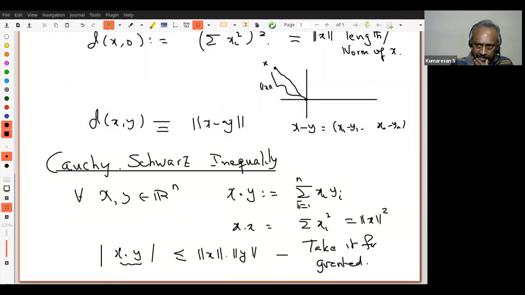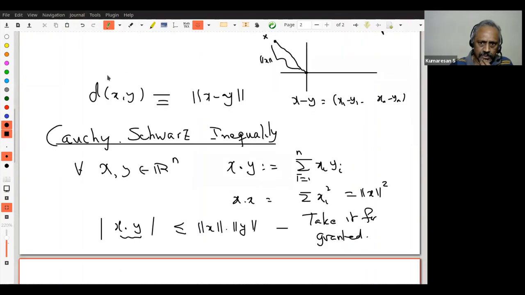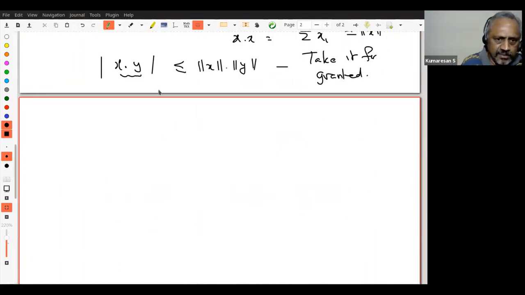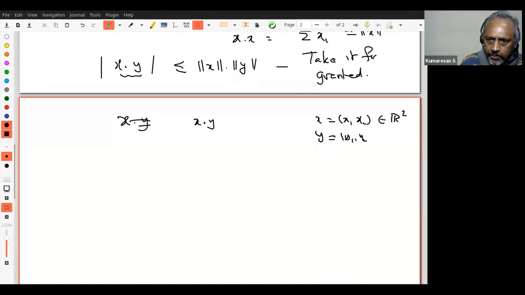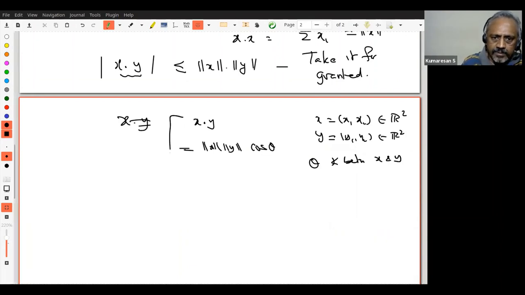Is the statement clear? This is what you must have seen in your R2. In R2 you would have seen this x dot y. Suppose x equals x1, x2 and y equals y1, y2 in R2. This is nothing other than the length of x, length of y, and cos theta, where theta is the angle between these two vectors. This is the geometric interpretation of the dot product.